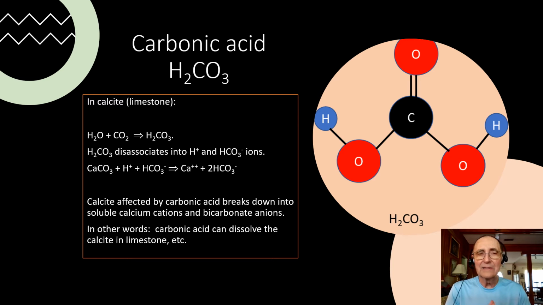Carbonic acid develops when water, H2O, combines with carbon dioxide, CO2, to create H2CO3, that being carbonic acid. The H2CO3 breaks apart into hydrogen cations and bicarbonate anions. Carbonic acid can react with calcium carbonate or calcite, which is the main component of limestone, to dissolve it, to break it apart into soluble calcium cations and bicarbonate anions. The bottom line is that carbonic acid can dissolve the calcite in limestone.